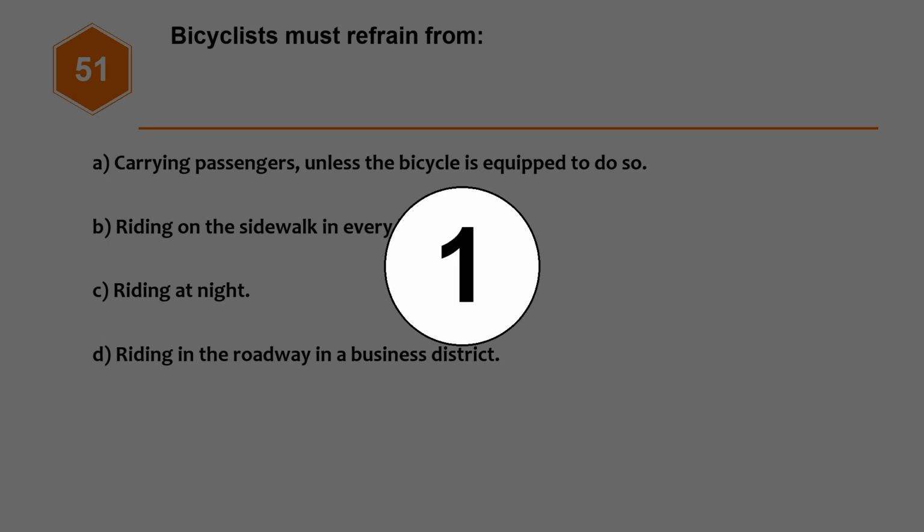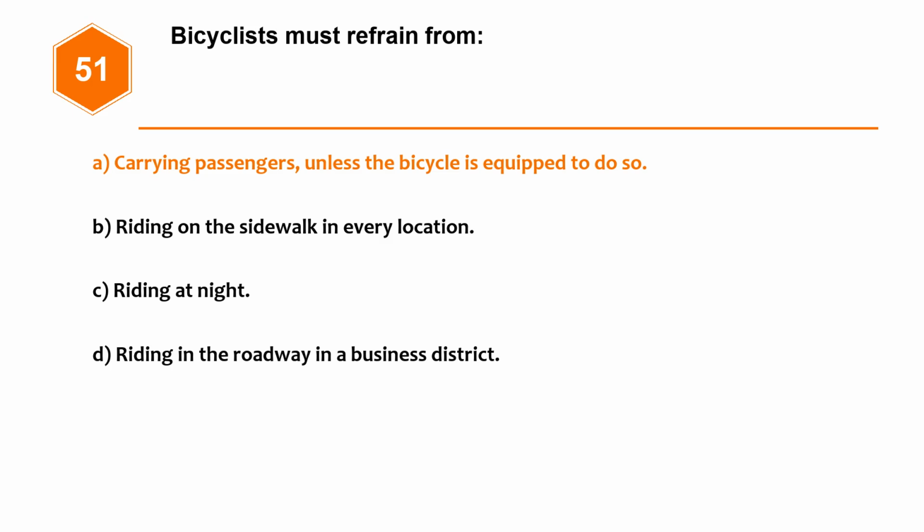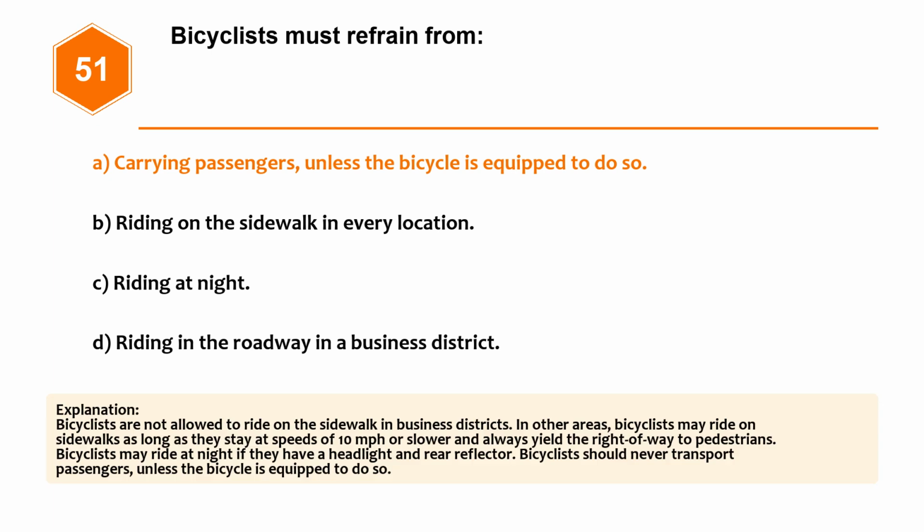The correct answer is option A. Carrying passengers, unless the bicycle is equipped to do so. Explanation. Bicyclists are not allowed to ride on the sidewalk in business districts. In other areas, bicyclists may ride on sidewalks as long as they stay at speeds of 10 miles per hour or slower and always yield the right-of-way to pedestrians. Bicyclists may ride at night if they have a headlight and rear reflector. Bicyclists should never transport passengers unless the bicycle is equipped to do so.